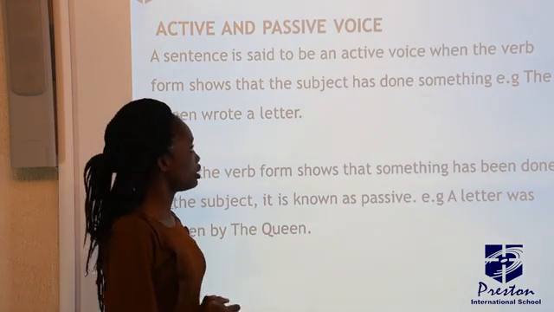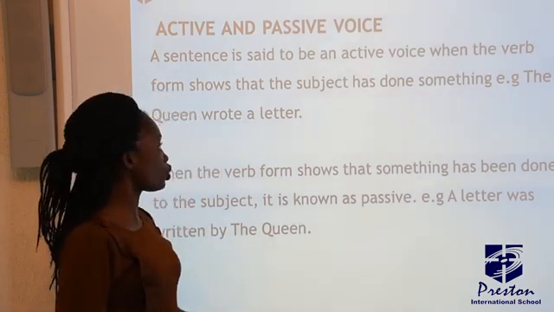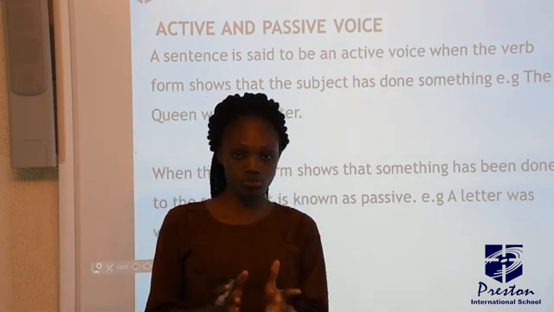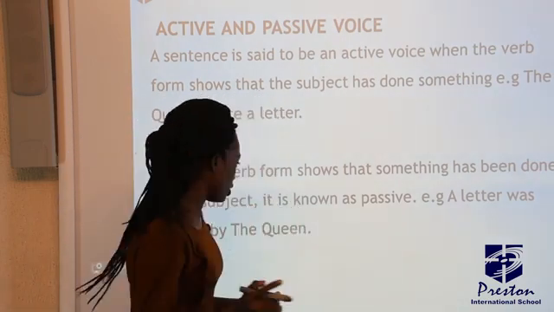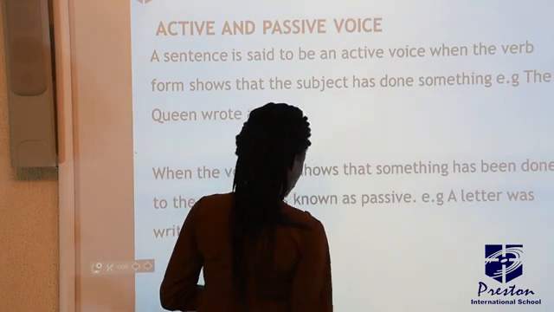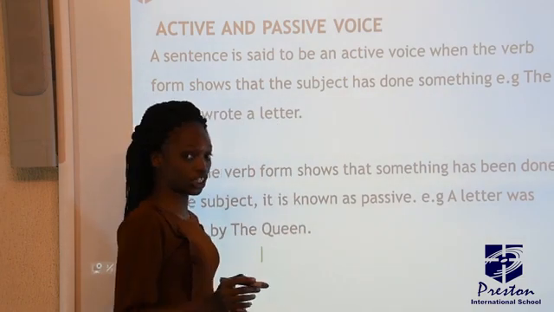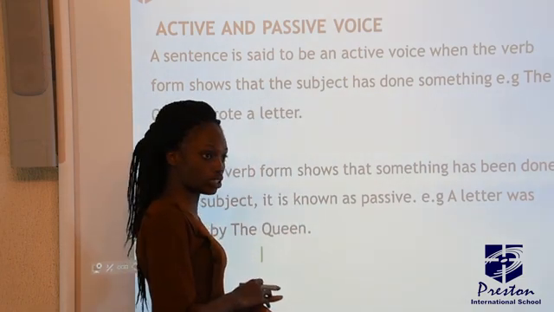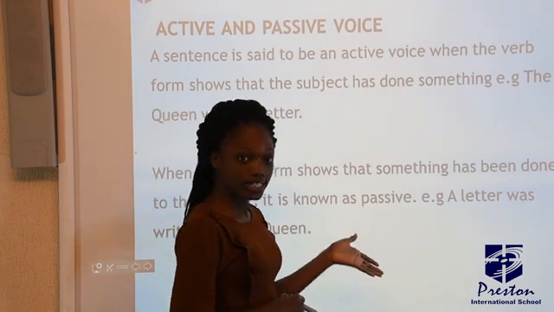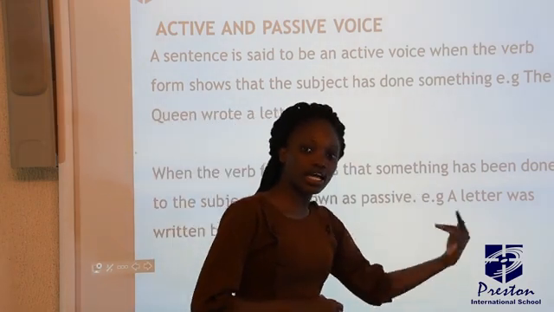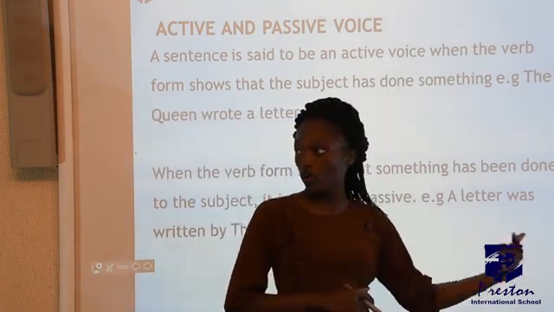A sentence is said to be in active voice when the verb form shows that the subject has done something. Do you remember sentence elements? You remember we said the performer of an action is referred to as the subject. The verb is the action, and then the object is the receiver of the action.